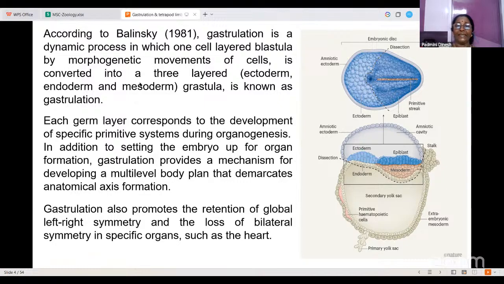So, Balinsky, 1981, said that gastrulation is a dynamic process in which one single-layered blastula, by morphogenetic movements of the cells, is converted into three germ layers, that is ectoderm, endoderm, and mesoderm, and so it is known as gastrulation.